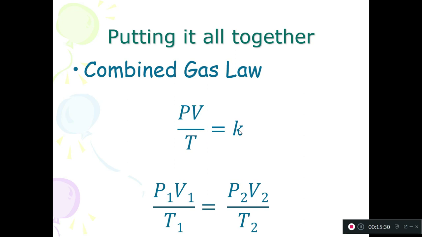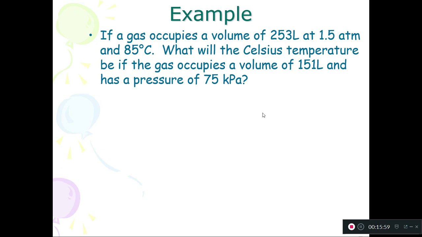What's the benefit of this? This allows us to change three variables at the same time: pressure, volume, and temperature, while maintaining only one thing constant, that is the number of molecules. No molecules in, no molecules out. This is a closed container, but it works for all three at the same time. Let's look at how this might function.